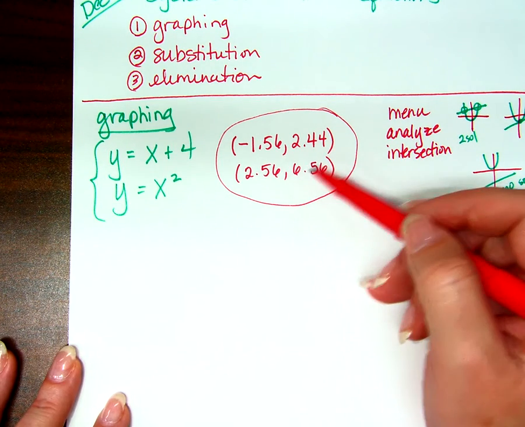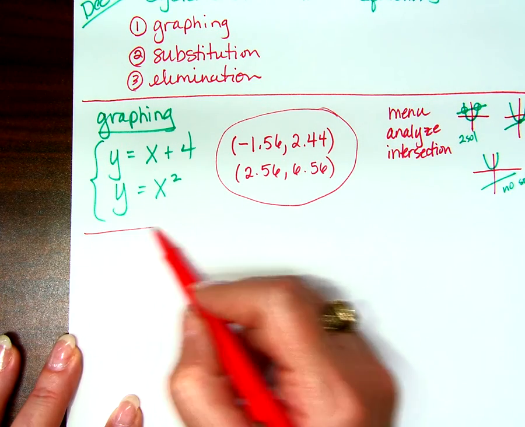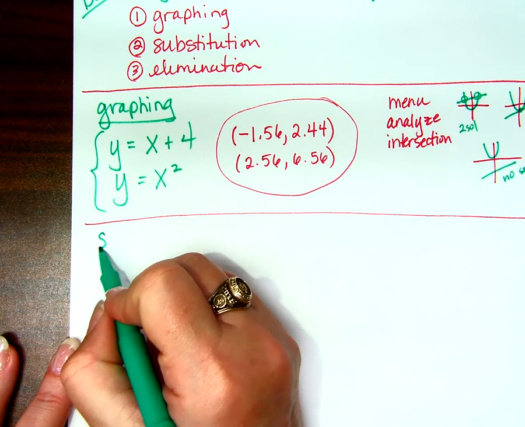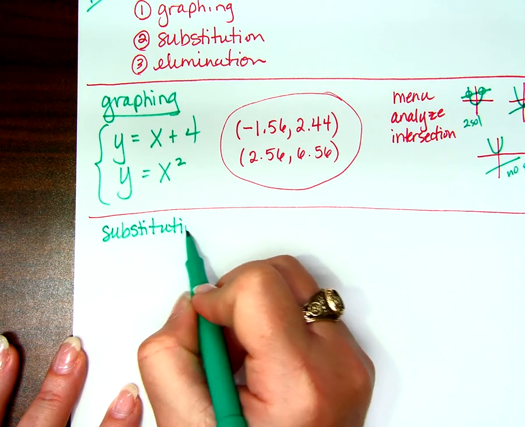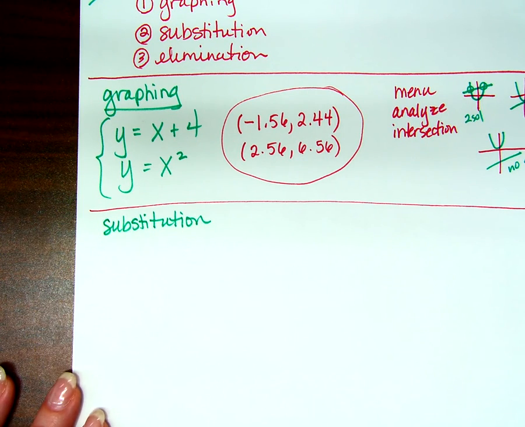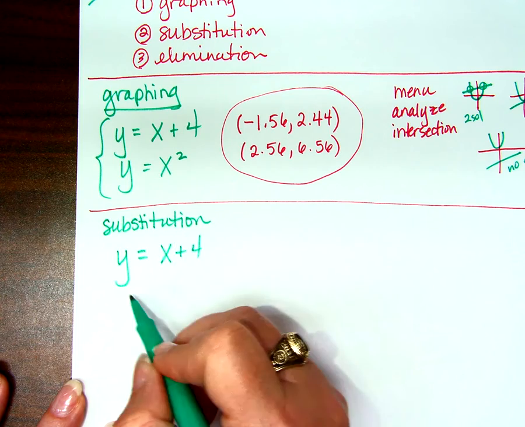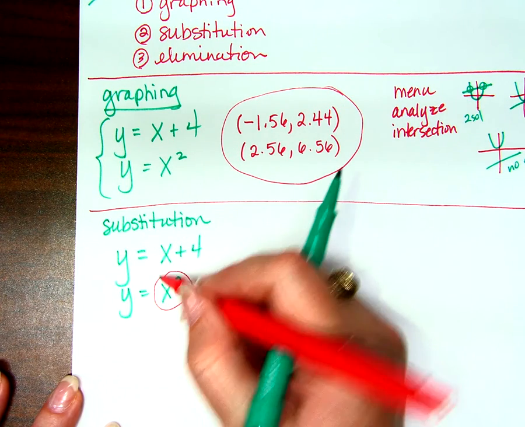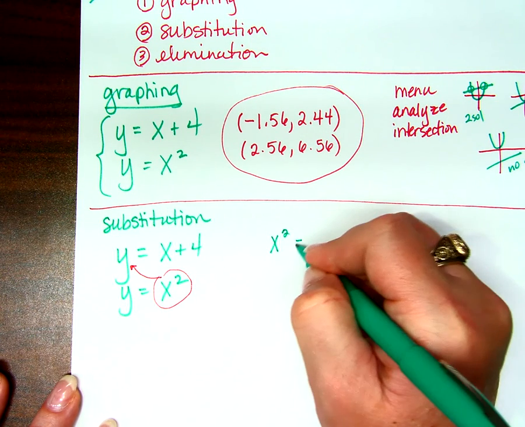Knowing that these are not nice, pretty points, is this probably the best way to solve this if I don't have a graphing calculator? No. Which way would be better? Substitution. Why substitution specifically? Because they're both y equals, right? If they're both y equals, can't I just substitute what I know y equals into the other equation? Yes or no? So I have x squared equals x plus 4.